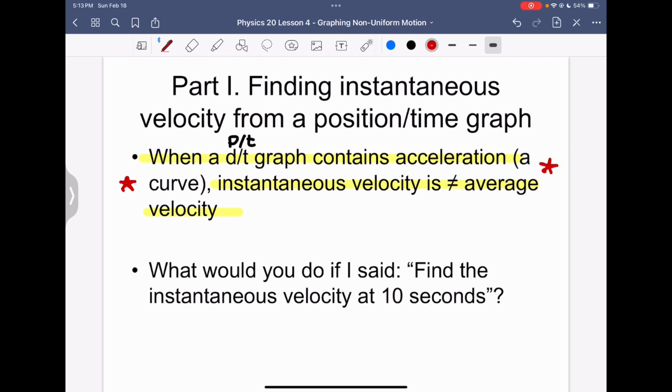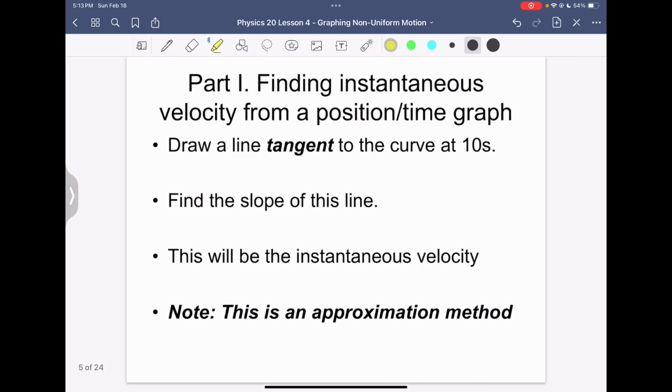So now here's what we're going to do. We're going to take that same graph from the previous page and suppose I wanted to figure out the instantaneous velocity at 10 seconds. How would I do that? Well, let's take a look. First, we want to draw a line of tangency, or a tangent line, at 10 seconds. We're then going to find the slope of this line, and therefore we're going to find our instantaneous velocity.